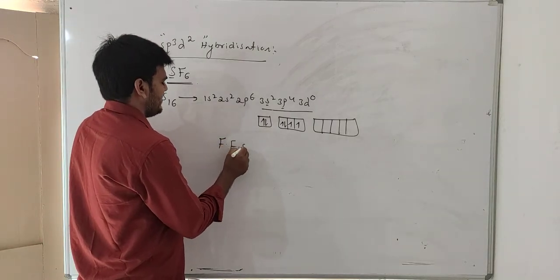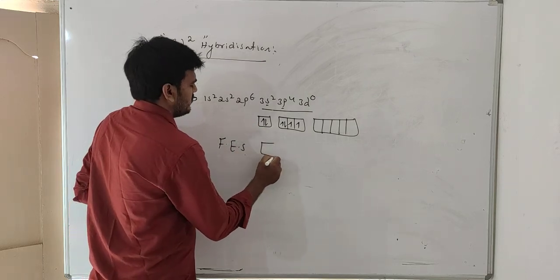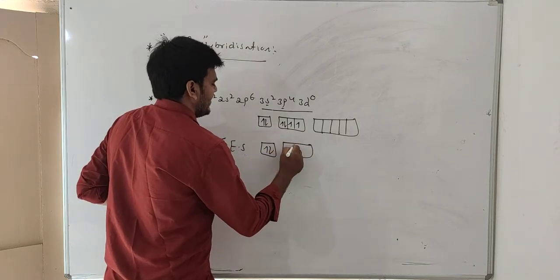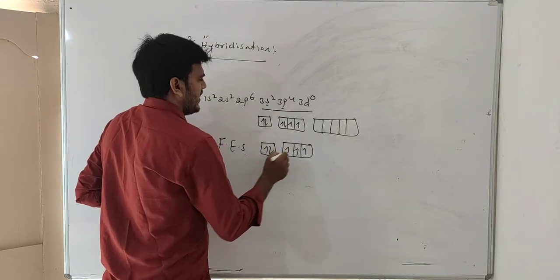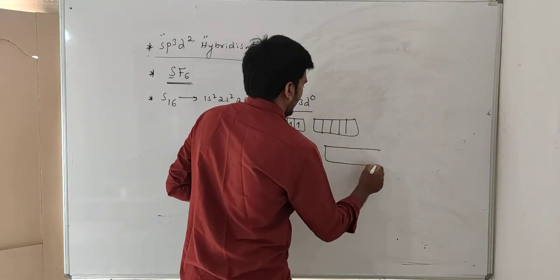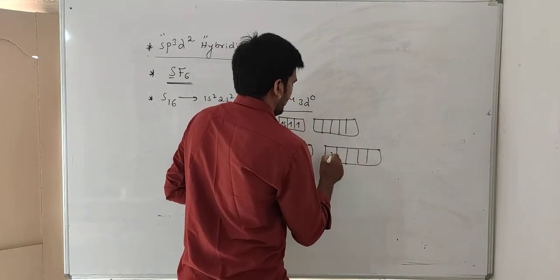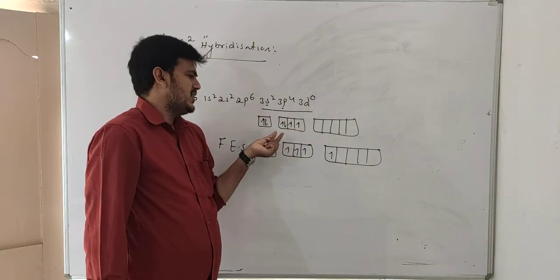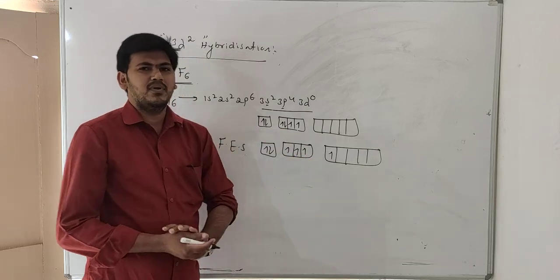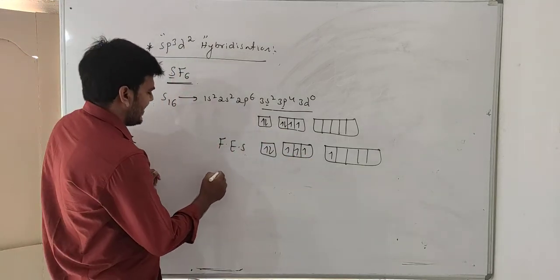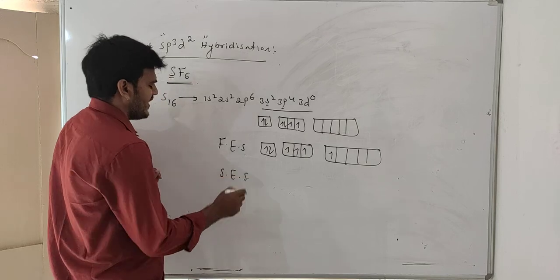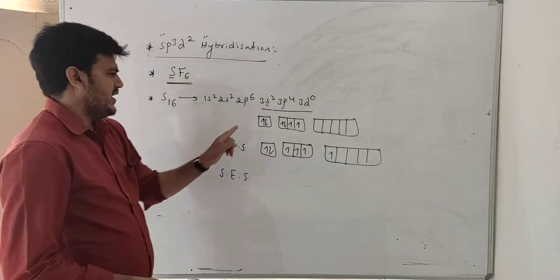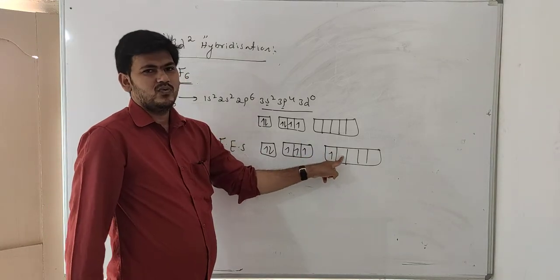In the first excitation state, very simple: 3s2, 3p3, 3d1. A 3p electron enters into the 3d orbital. Next, the second excitation state: a 3s orbital electron enters into the 3d orbital.